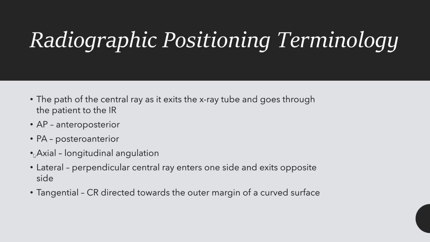Sometimes things will be listed as axial, meaning that they're going to be more longitudinal in angulation. We'll talk a little bit more about that when we get to chest imaging. If something's lateral, we're taking a picture of essentially the profile of that thing. So it's either the left or right side versus just straight on. And if something's tangential, generally it'll be more of a curved surface. So think of things like the knee. If the knee is bent, it's going to be a little bit more curved.